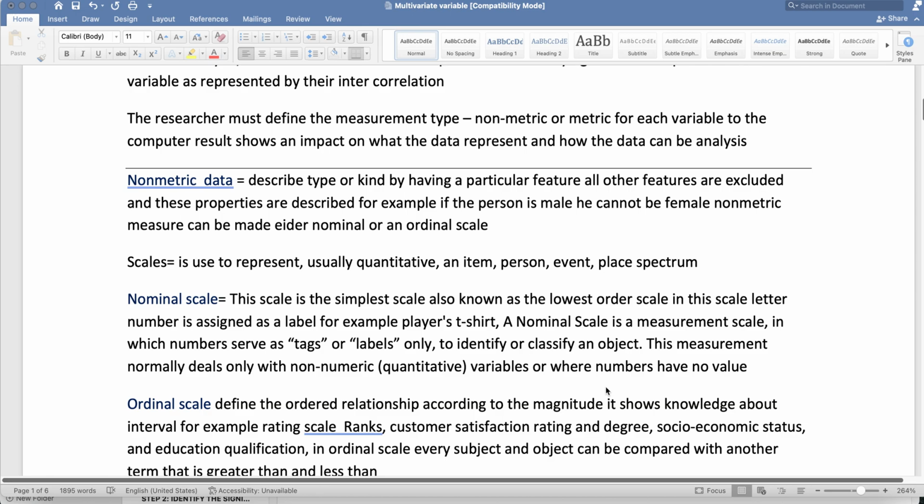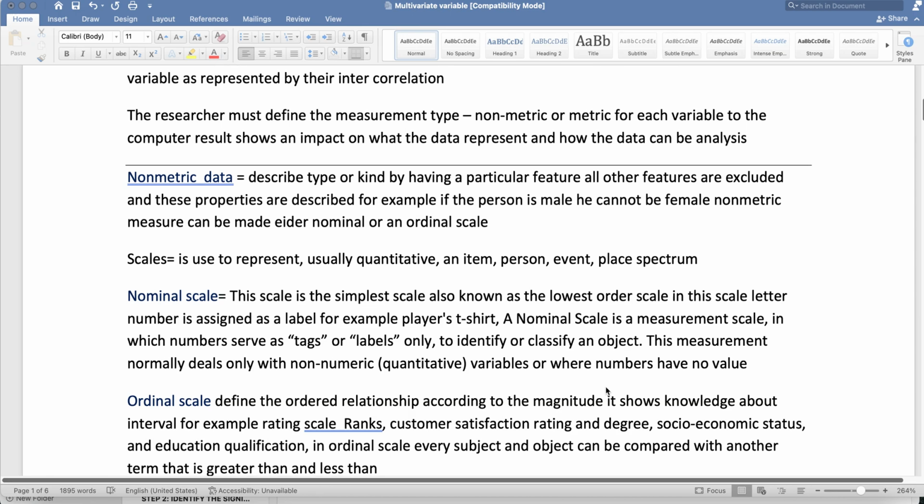Let's discuss non-metric data. It describes a type or kind by having a particular feature. All other features are excluded and these properties are described. For example, if a person is male, he cannot be female. Non-metric measures can be made on either a nominal or ordinal scale. Before discussing nominal and ordinal scales, first we will clarify the scale. A scale is used to represent, usually quantitatively, an item, person, event, or place on a spectrum.